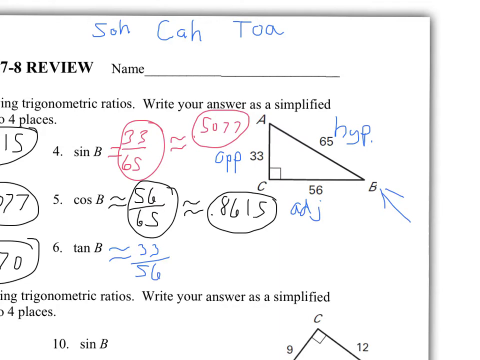And 33 over 56, that can't reduce. If you divide it, you get 0.589, and the last digit would be 3.